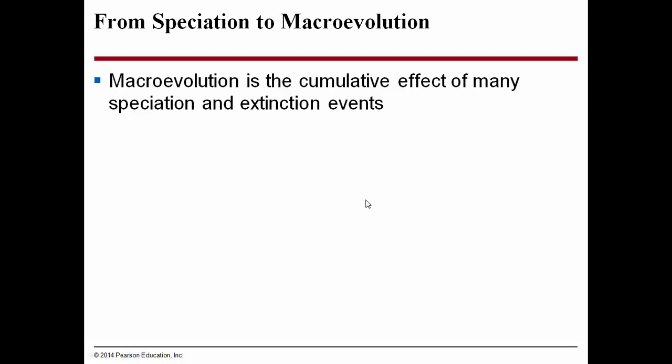Macroevolution is the cumulative effect of many speciation and extinction events. Okay, so we talked about microevolution, which is the change of alleles in a population that might make it distinct from another population, but within the same species. But those species can become distinct, and then even further than species over time, genus and family, class and order. Those differences can accumulate over time and create macroevolution.